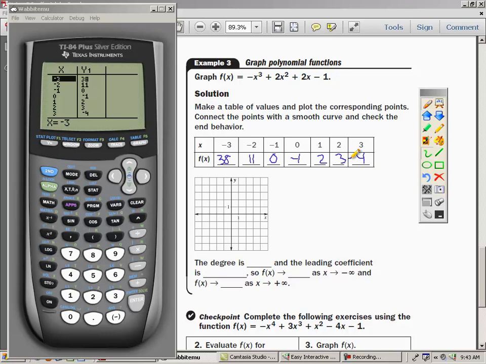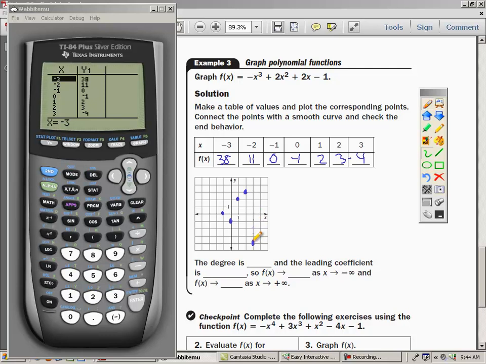We can't graph -3, 38. We really can't graph -2, 11. But we can graph -1, 0. We can graph 0, -1. 1, 2, 2, 3, and then 3, -4.